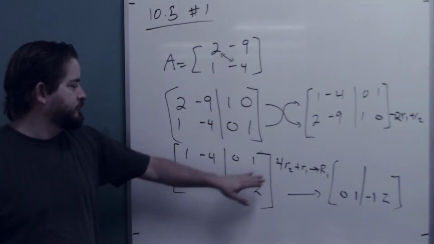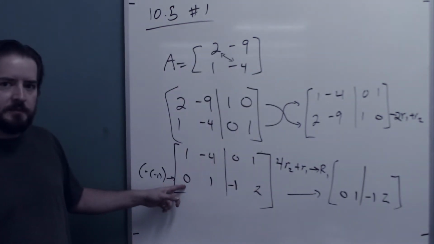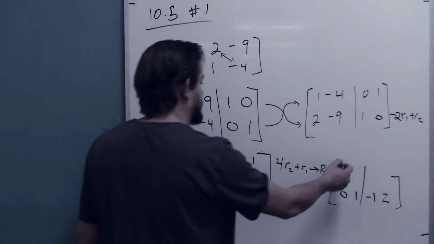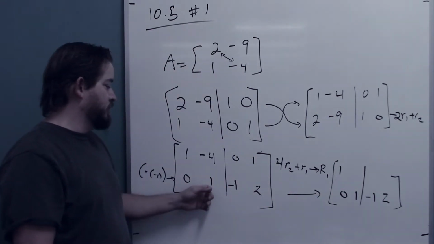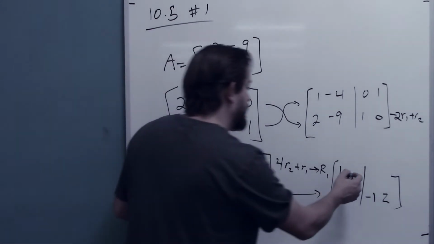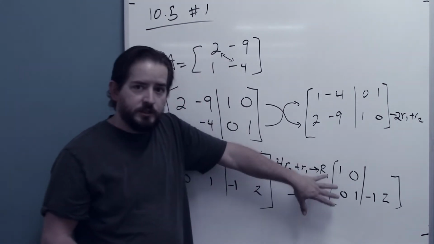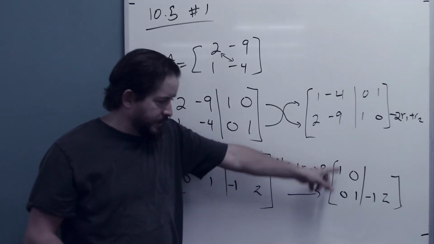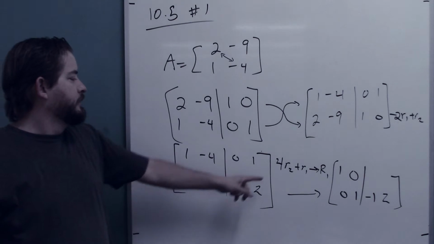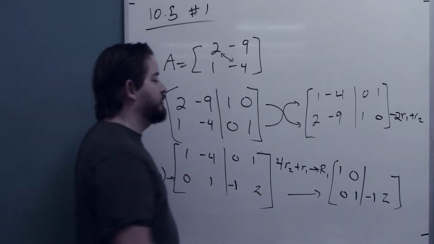And then row 1 is 4 row 2s plus row 1, so 4 times 0 is 0, plus 1 is still 1. Great. 4 times 1 is 4, plus -4 is 0. Fantastic. That's what I wanted to do, is get an identity on the left-hand side. 4 times negative 1 is negative 4.